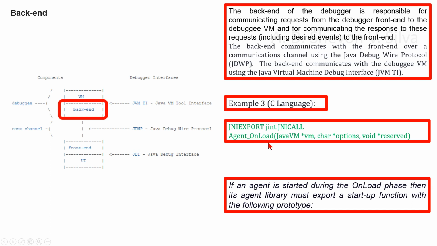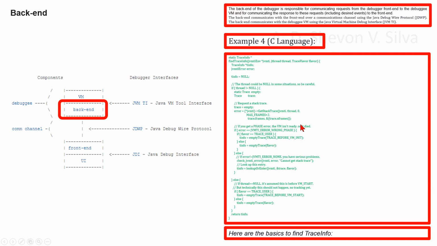Any value other than 0 indicates an error and causes termination of the VM. As an example, we can consider this one, the basics to find trace info in C language. Inside the agent itself, there is a trace info struct, and the pointers to these structs will serve as the value of the object tags.